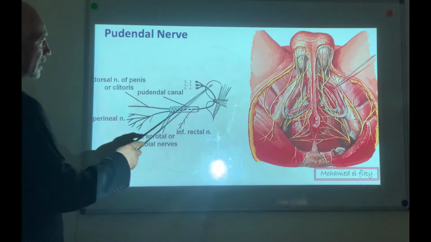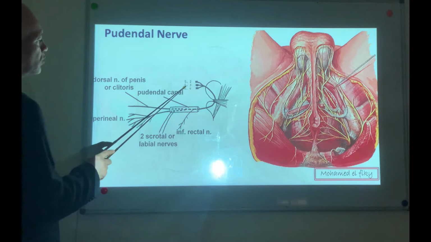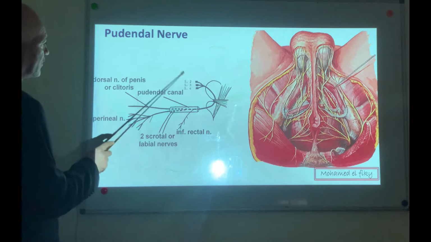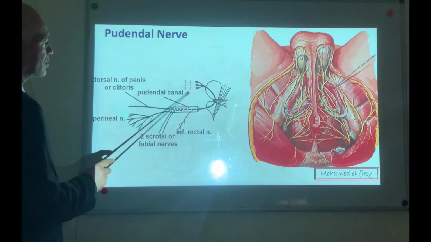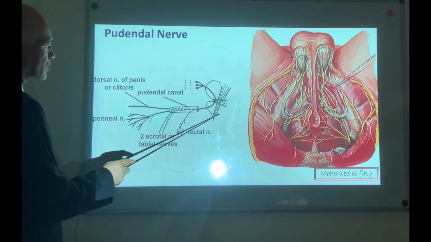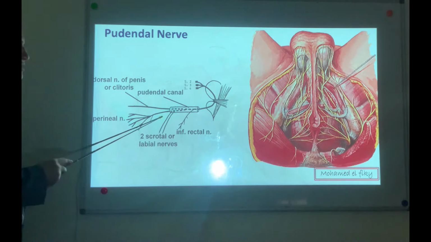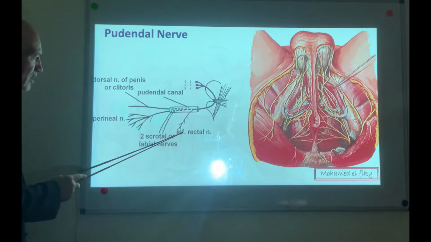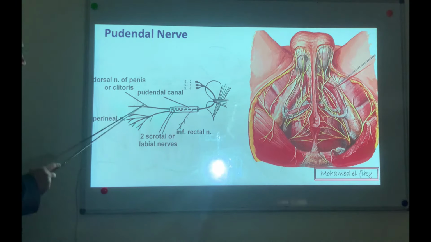Again, in this diagram, this is the root value of the pudendal nerve: S2, S3, and S4. It comes out through the greater sciatic notch, and on the back of the ischial spine enters through the lesser sciatic notch and runs within the pudendal canal to give the inferior rectal and scrotal or labial branches, and gives two terminal branches, the dorsal nerve of the penis and the perineal nerve.